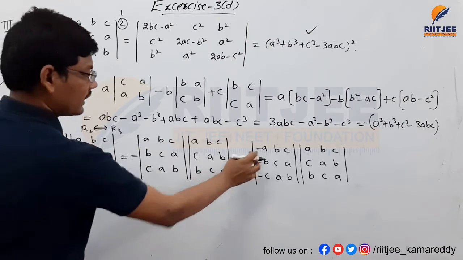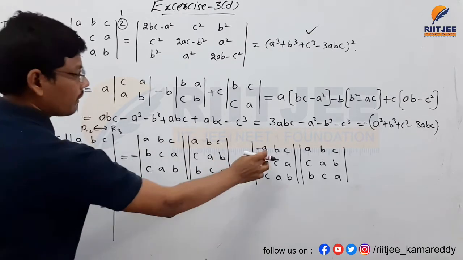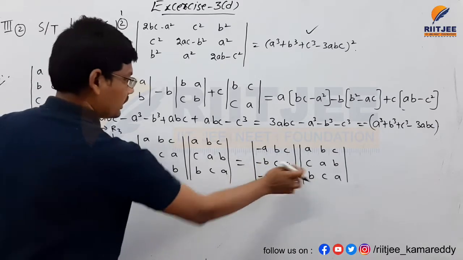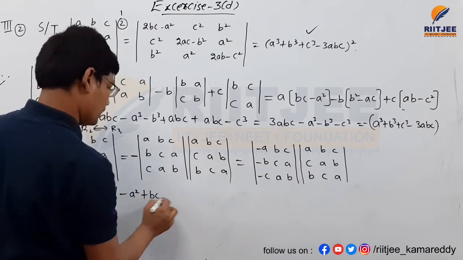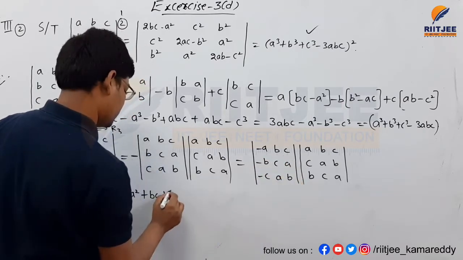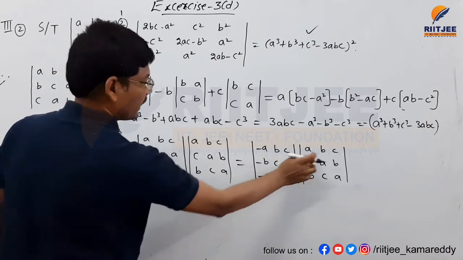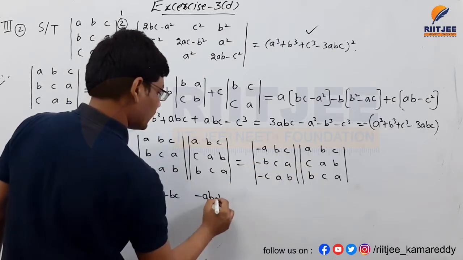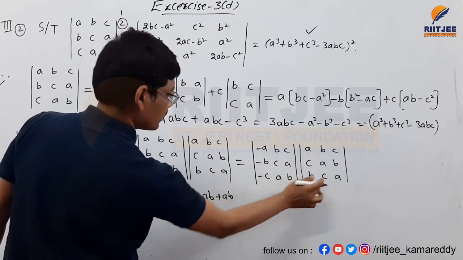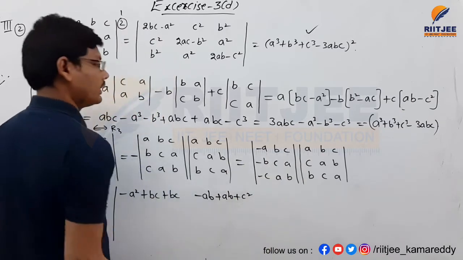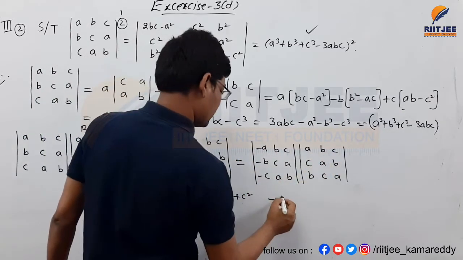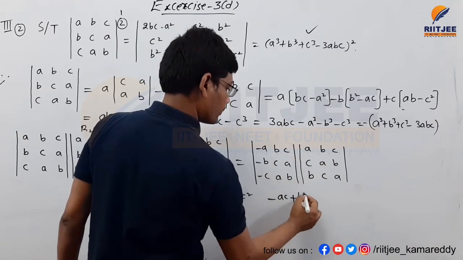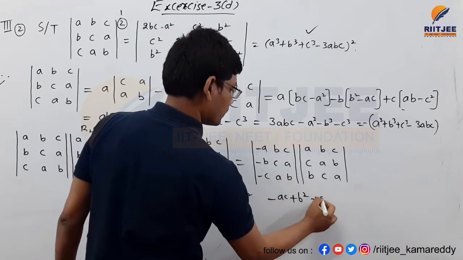So minus A into A, minus A square, plus B into C plus BC, and C into B plus BC. Next minus A into B, minus AB, B into C plus AB, plus C into C plus C square, and minus A into C, minus AC, minus B plus B into B, B square, and C into A, plus CA.